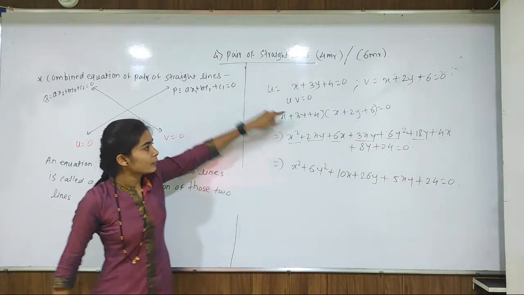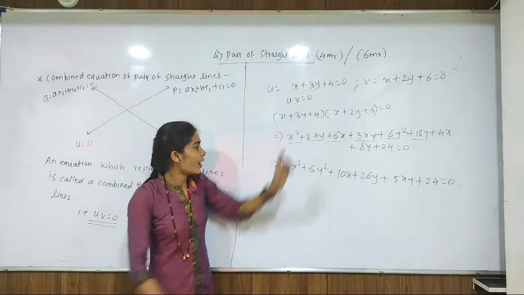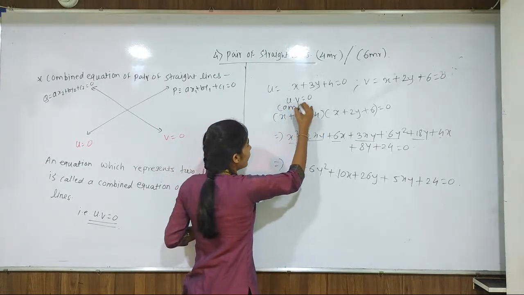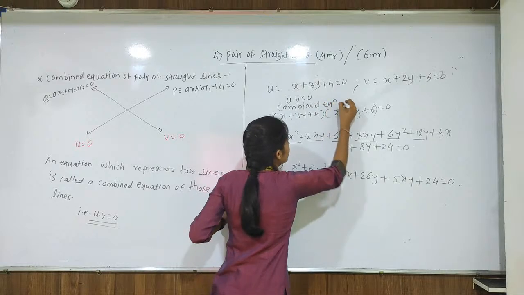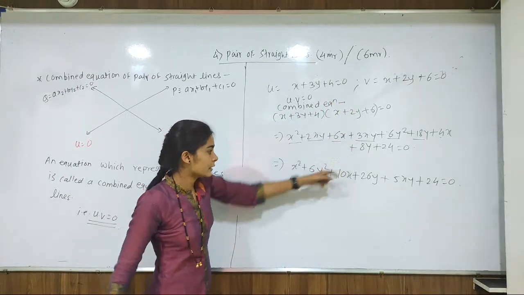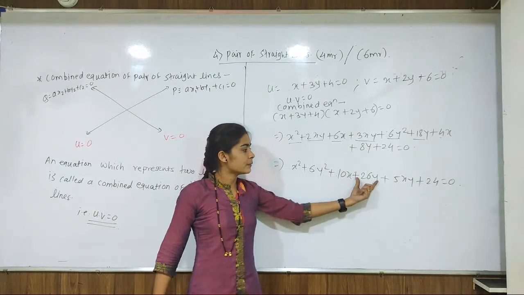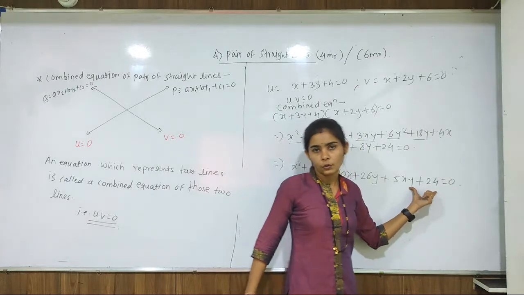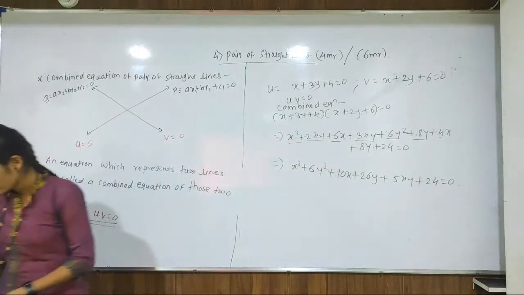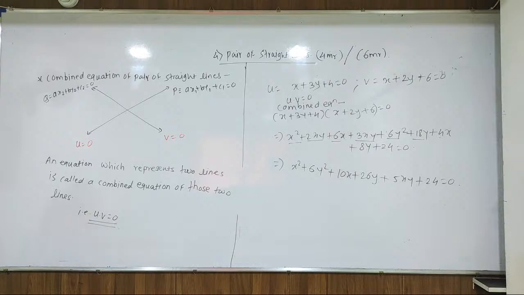So if we have these two, u and v, and we have to find the combined equation, what do we have to find? The combined equation. Then multiply u into v and collect the terms in the form x square plus y square plus 2gx plus 2fy plus c. Okay, understood how to find the combined equation? Yes. Can you do such a question? It is very easy.